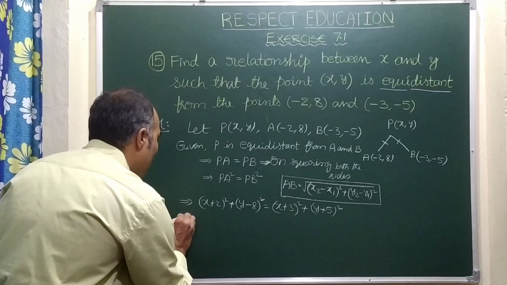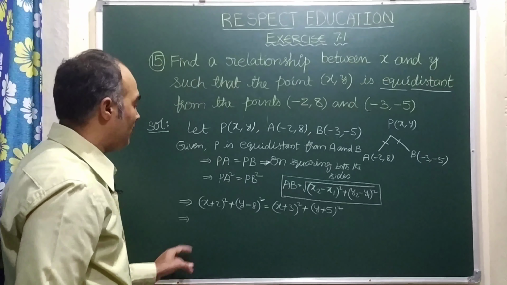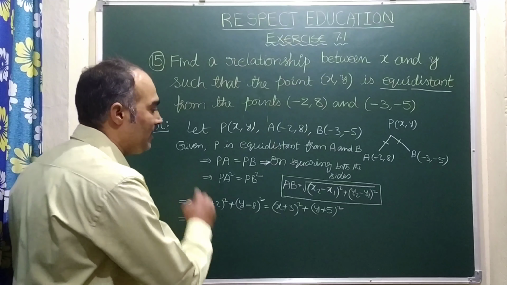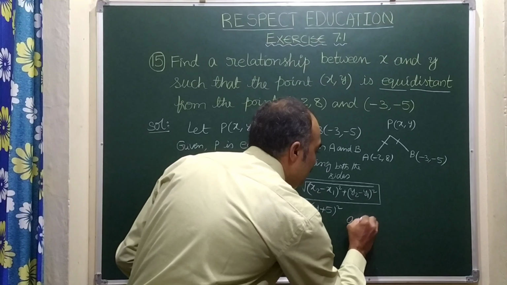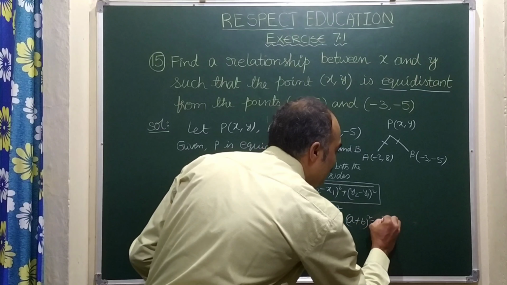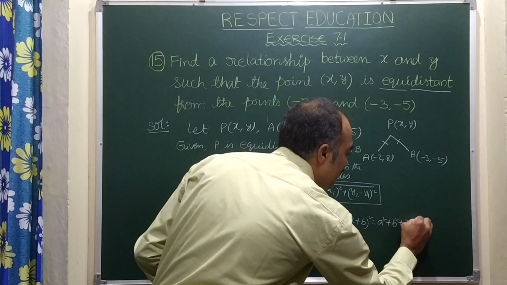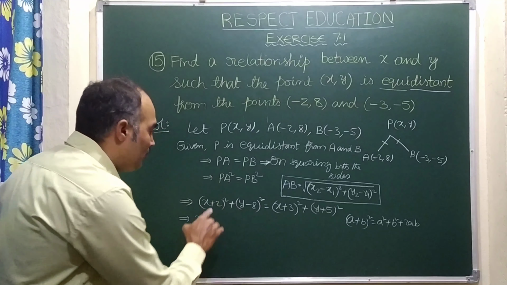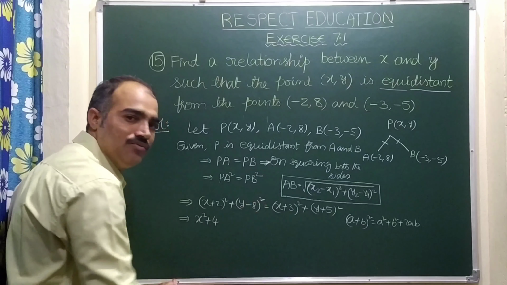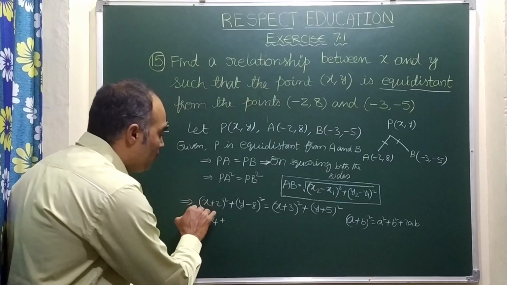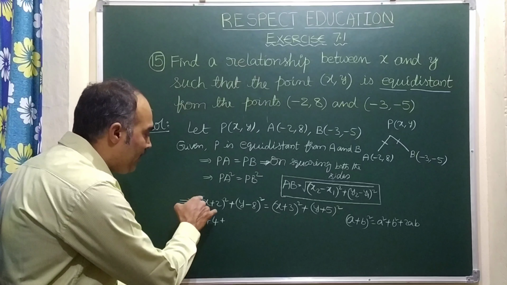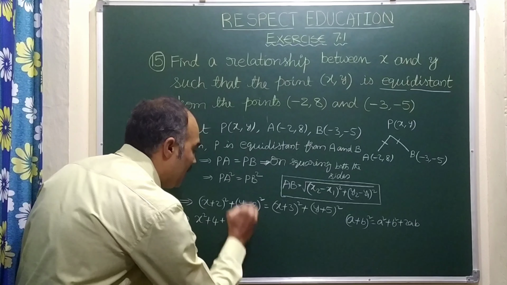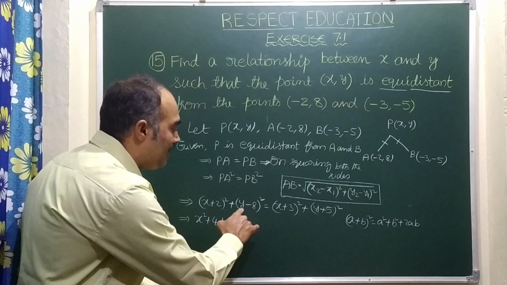Let us simplify this now. This is the formula (a + b) whole square. As we know already, the formula of (a + b) whole square is a square plus b square plus 2ab. So here a square means x square, plus b square means 2 square, which is 4, plus 2ab, 2 into x into 2. 2 into x is 2x, 2x into 2 is 4x.